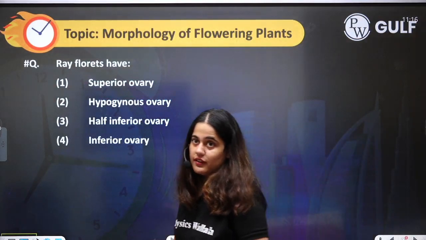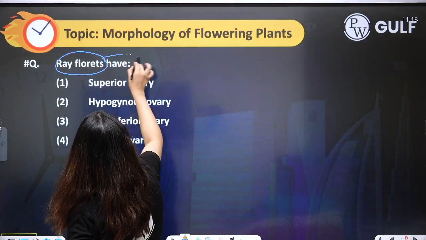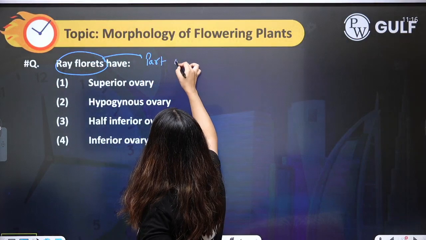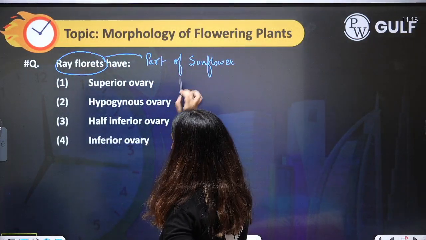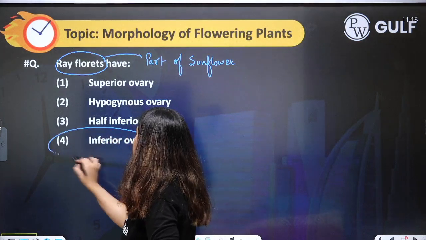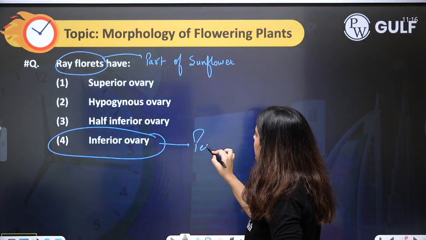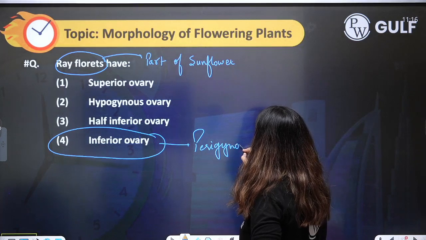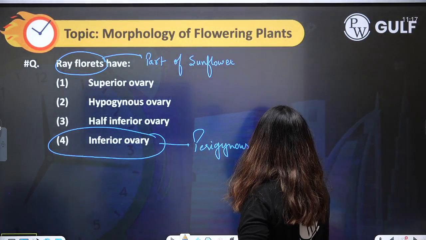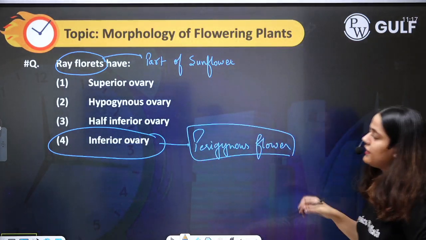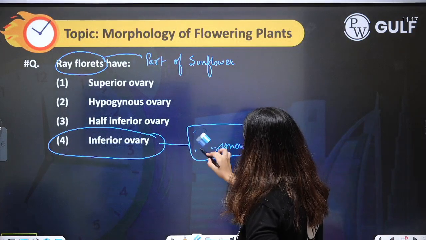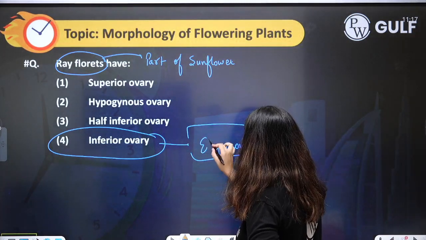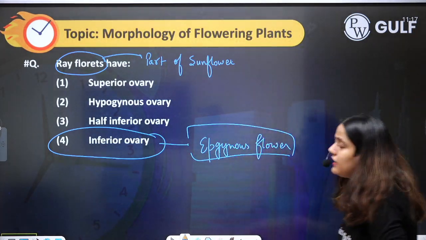The first question: ray floret is a part of sunflower. And sunflower has inferior ovary. When the ovary is inferior, the flower is known as epigynous.